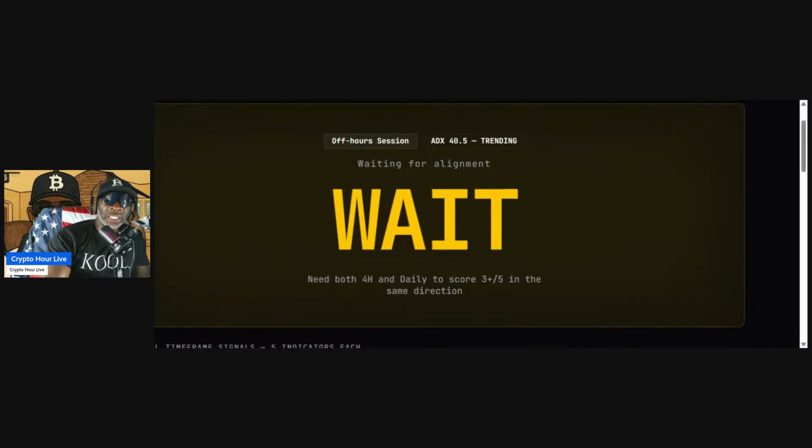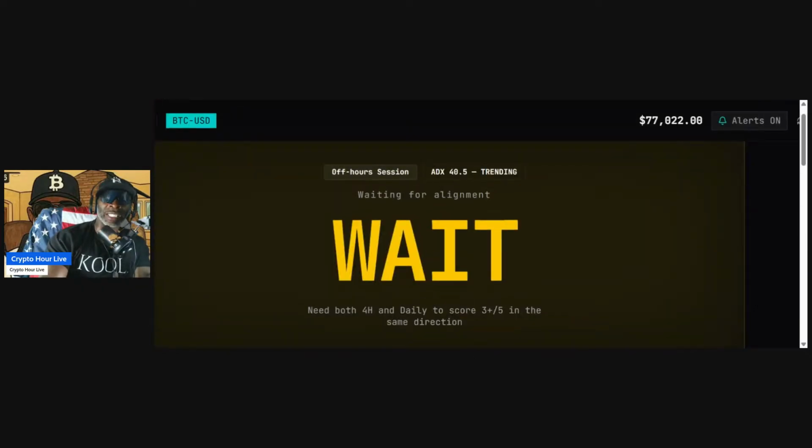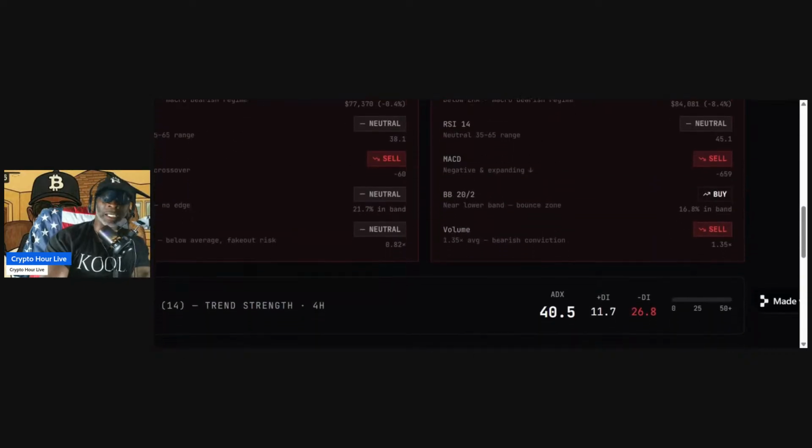That's what this is right now. So right now, I probably have one or two signals in the 1 hour, 4 hour, and daily time frame aligned in the same direction. So you say wait, right? That's a big trade right there. If I ever see a sell here, because the 4 hour and the daily align, I'm going all in, guys, all in.